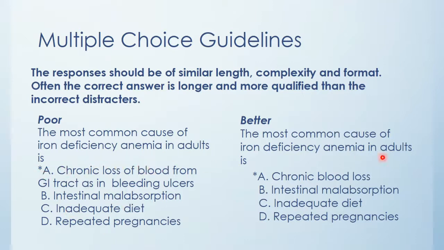Whereas this is the exact same question rewritten, and instead of saying chronic blood loss from the GI tract and so on, it now just says chronic blood loss. Still the right answer, but doesn't have all that extraneous information that clues people in it's the right answer.